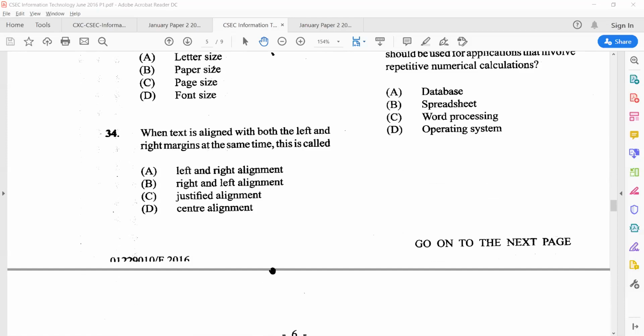All right, 34. When text is aligned with both the left and right margins at the same time, this is called what? So you have left, right, justified, or centered. 34.